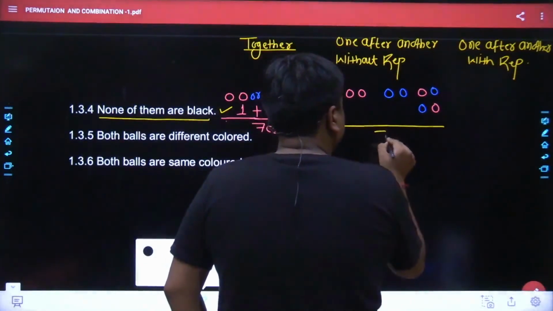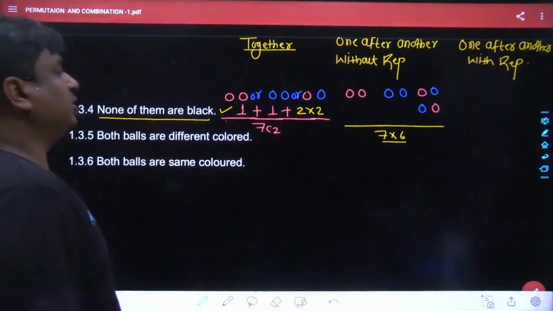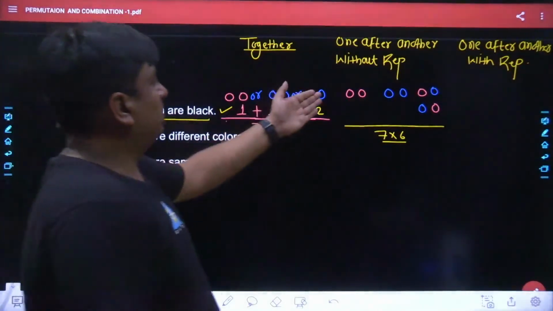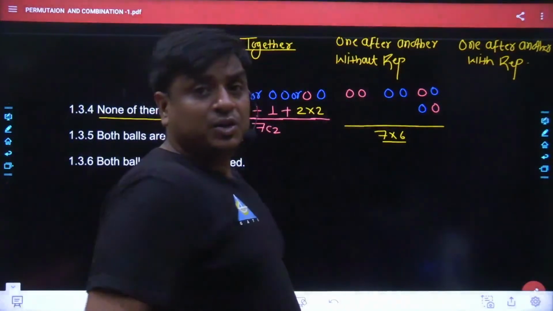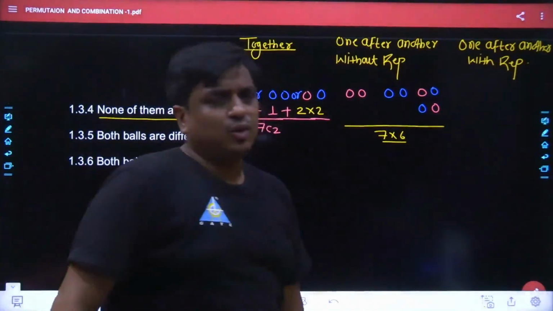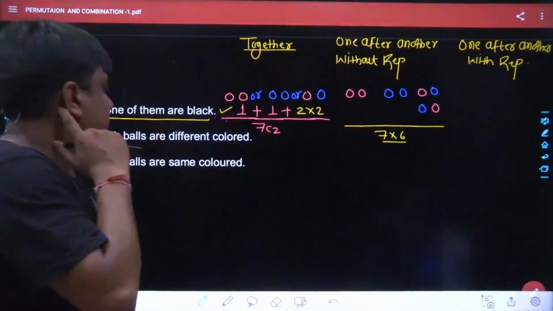That has been very sure that in the first term, second term, third term, and fourth term, 7 into 6 is going to be common. Because here the number of ways one ball could have been selected, the bunch was 7, but here it had been reduced to 6. So the denominator side will always be 7 into 6. As such, there is no doubt.